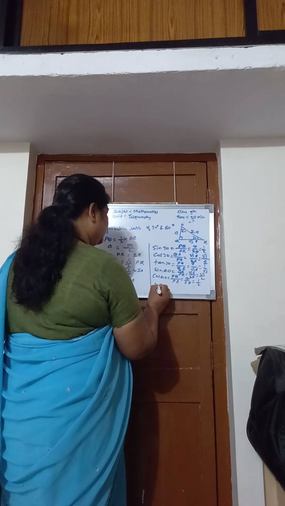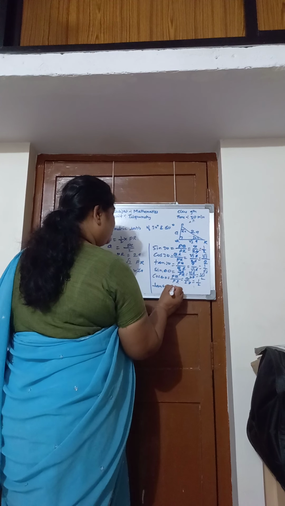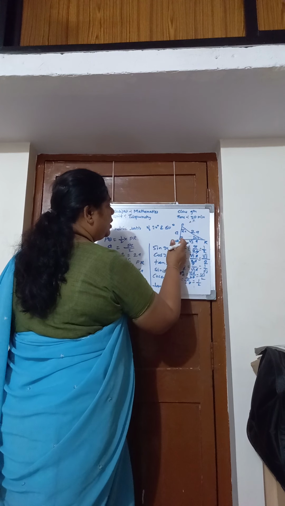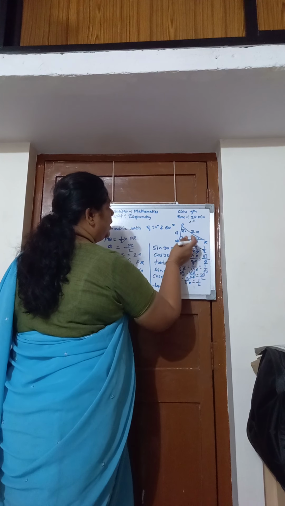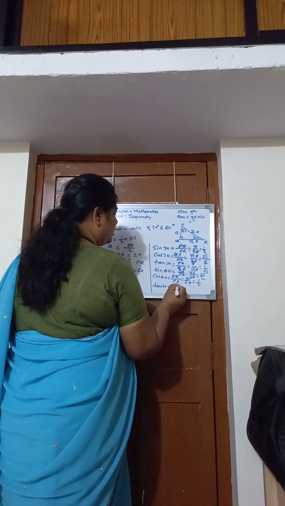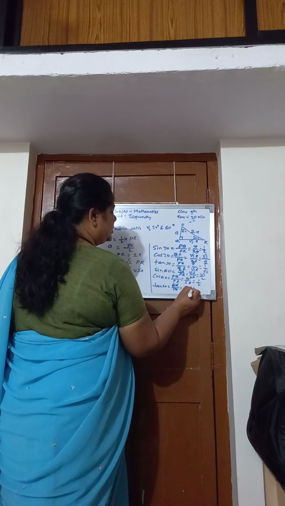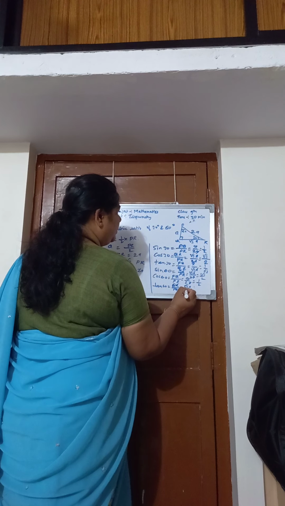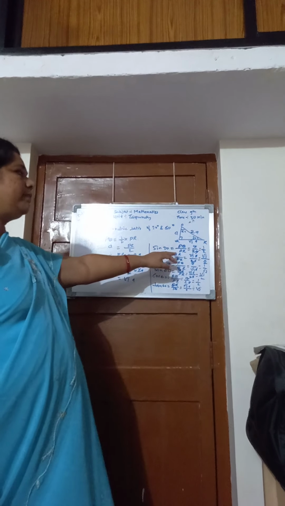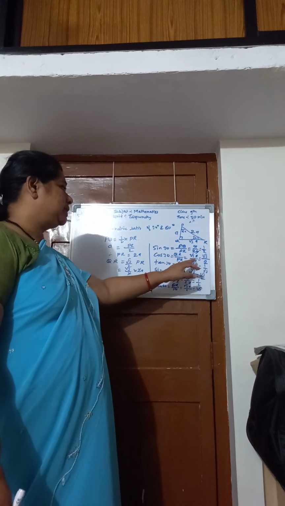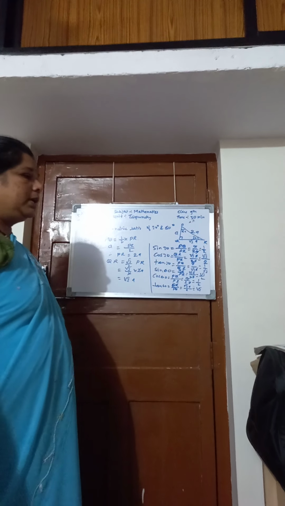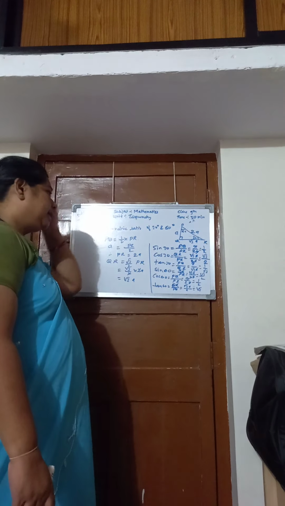Then tan 60. Tan 60 equals QR upon PQ. QR is root 3A upon PQ, which is A, so it is root 3. We have to note the values of sin 30, cos 30, tan 30, sin 60, cos 60 and tan 60. In this way we can calculate this.